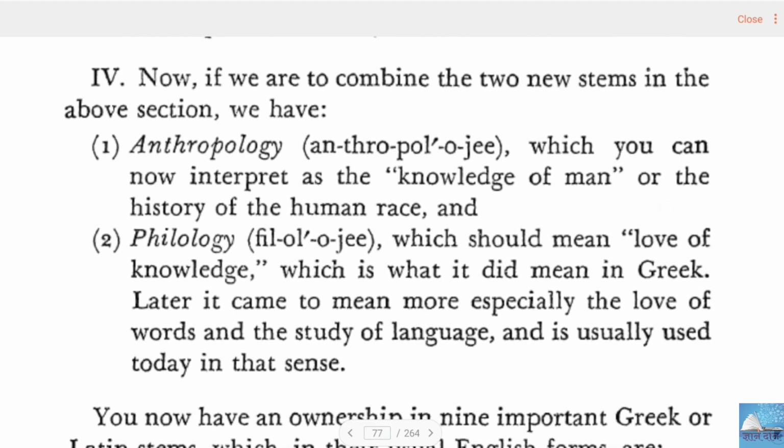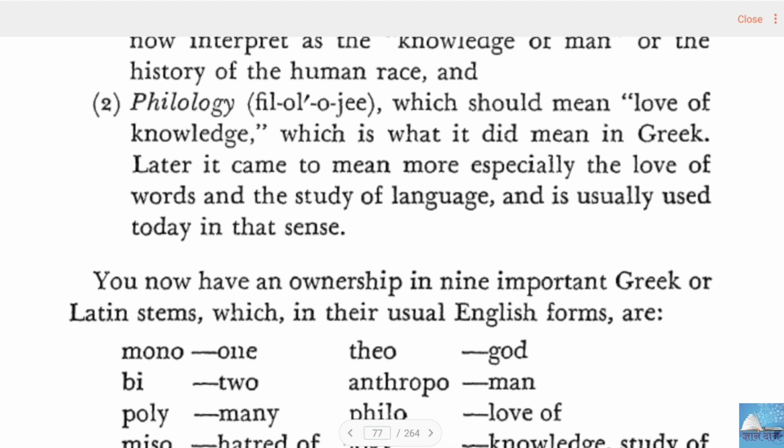Now if we combine the two new stems in the above section, we have anthropology, which you can now interpret as the knowledge of man or the history of the human race, and philology, which should mean love of knowledge, which is what it did mean in Greek. Later it came to mean more specially love of words and the study of language, and is usually used today in that sense.